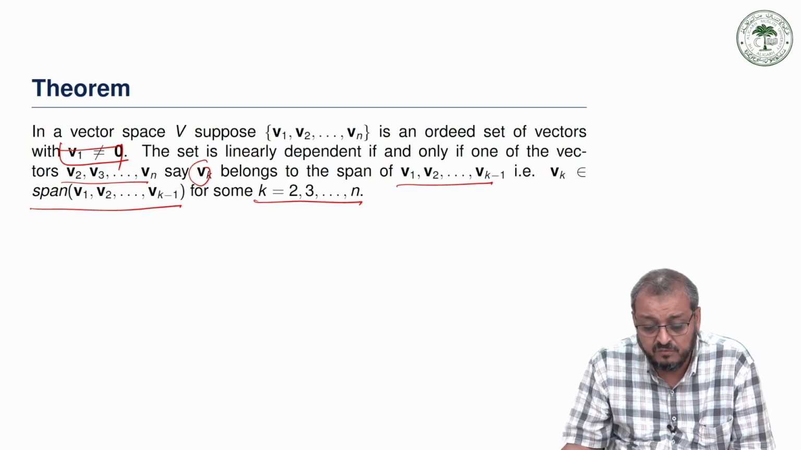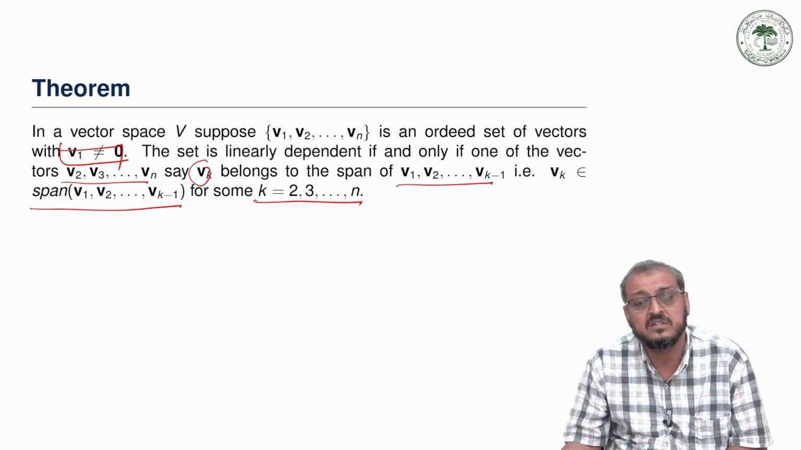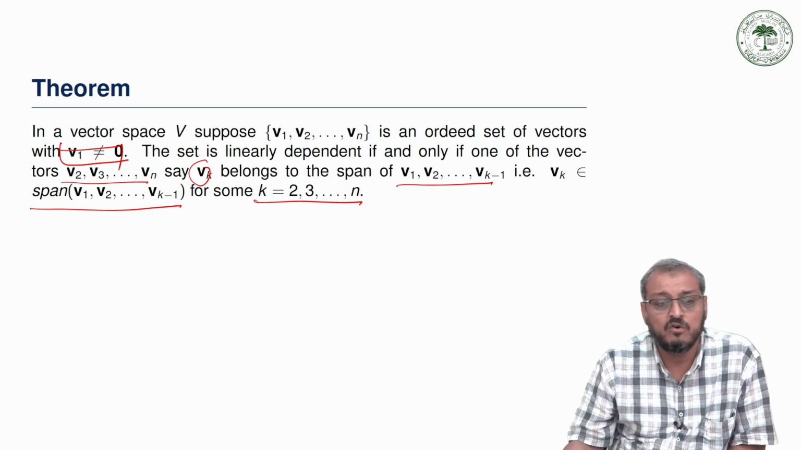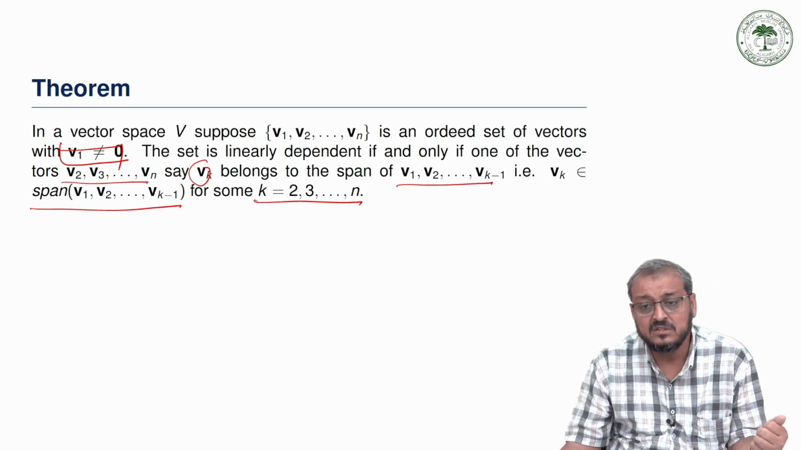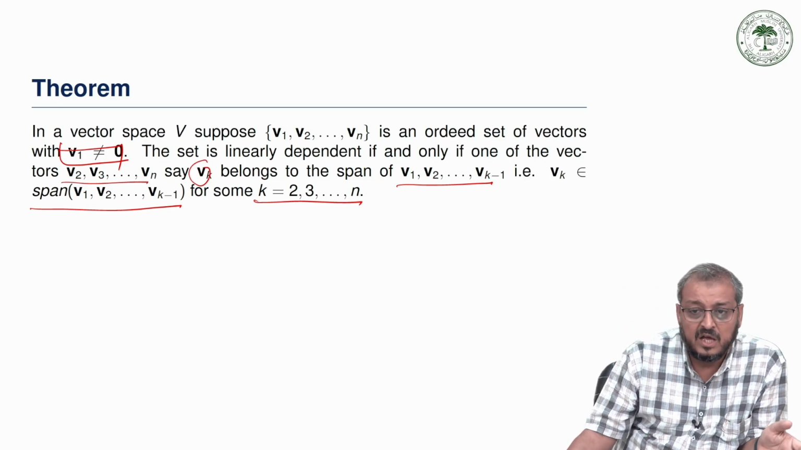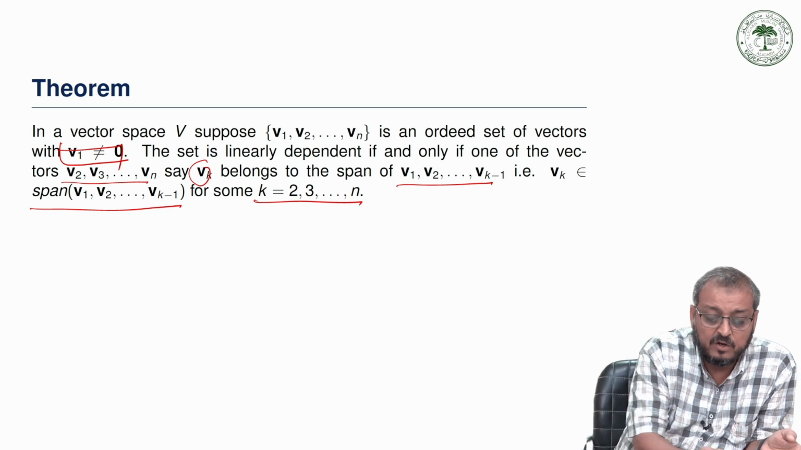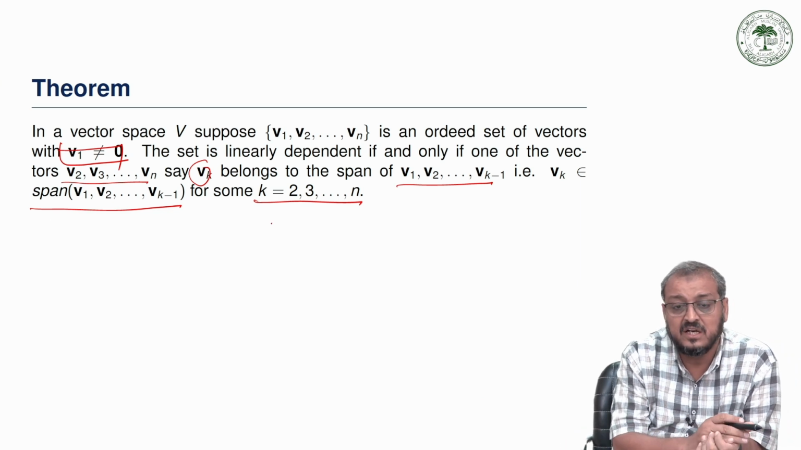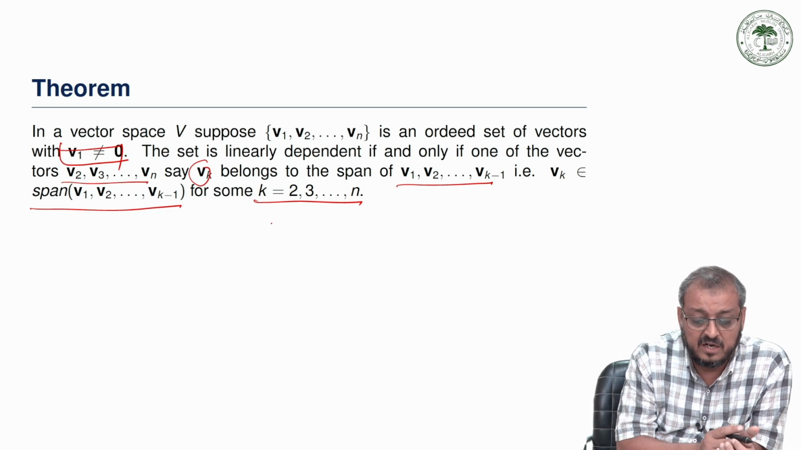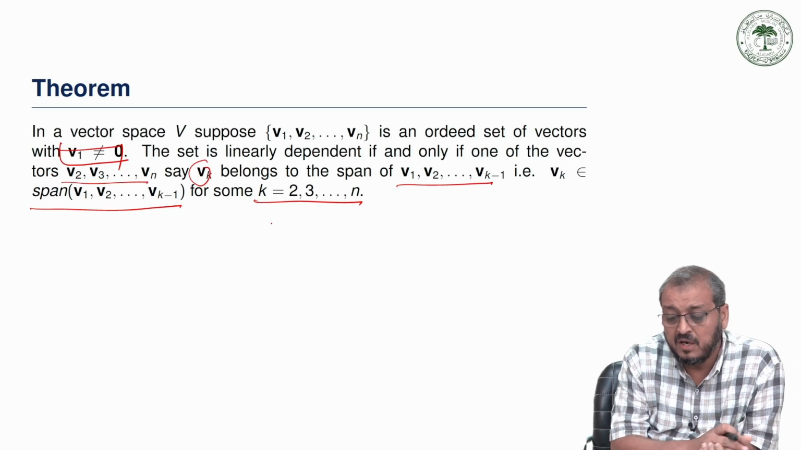So we have two types. If a set is linearly dependent, then we say that one of the vectors can be written as a linear combination of all the preceding vectors. Or, if vk is an element of the span of A, then we can say that this set is linearly dependent.